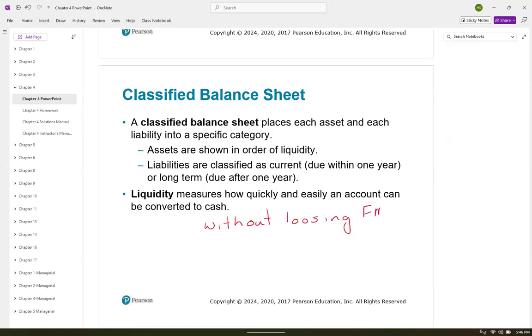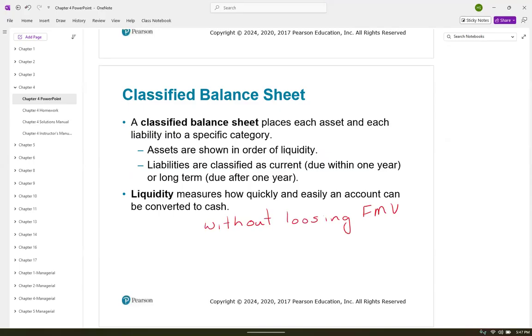Without losing fair market value. If we wanted to empty a Walmart Supercenter of the inventory all in one day, we could do that. But we'd have to start off in the morning with 50% off, and by the end of the day, we would be giving it away. We lost a lot of the fair market value though. So liquidity means can we turn it into cash fast without losing a lot of our fair market value?